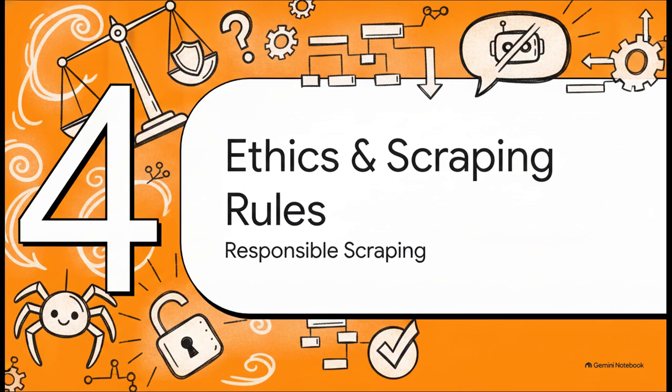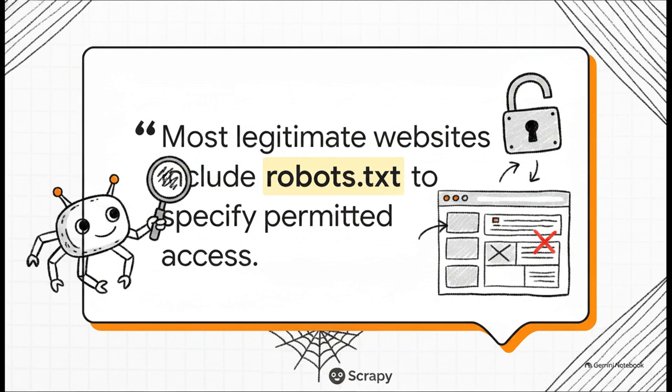So let's look at Section 4, Ethics and Scraping Rules. The absolute golden rule of the web is pretty simple. You must always respect a site's robots.txt file. This specific file dictates exactly which parts of a website automated crawlers are actually permitted to access. And the really good news here, Scrapy actually includes built-in support to just automatically respect these rules for you.